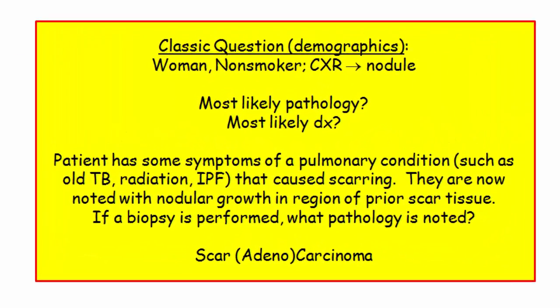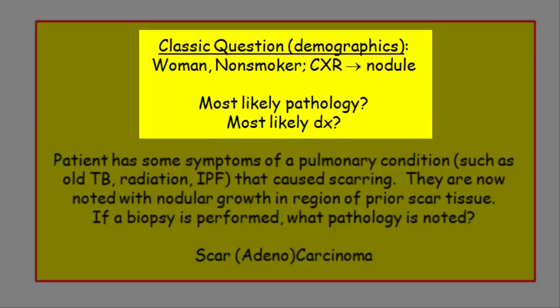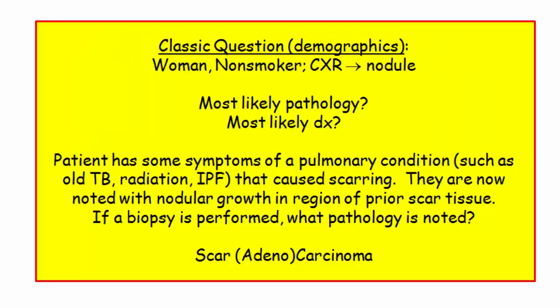We have a woman who's a non-smoker and a chest x-ray that reveals a single nodule. Not multiple nodules, so this isn't metastatic disease such as breast cancer in a woman. What is the most likely diagnosis and/or pathology? This is adenocarcinoma with mucin-containing glandular structures. What about the next patient?